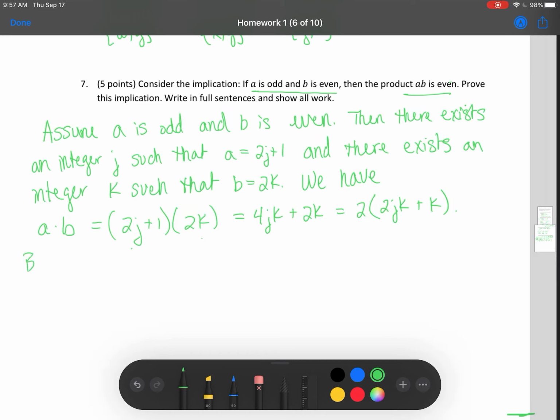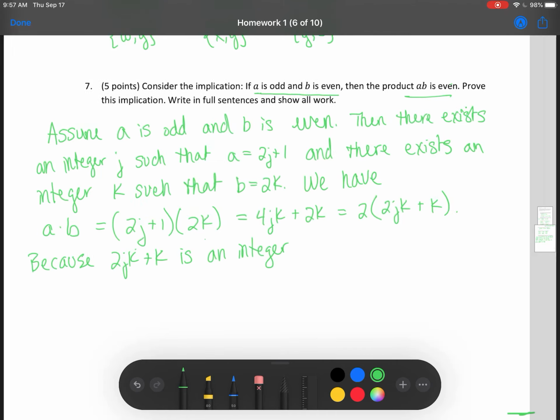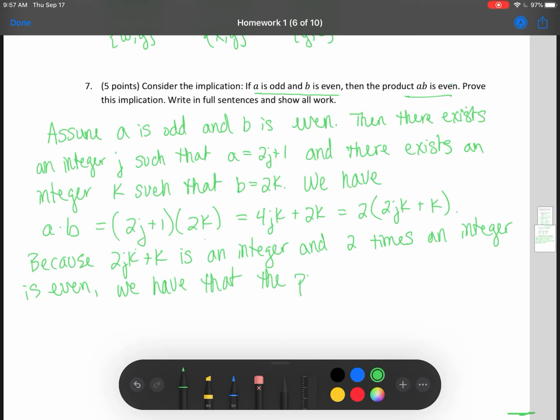Okay, so now we could say, because 2JK plus K is an integer, and 2 times an integer is even, we have that the product A times B is even.